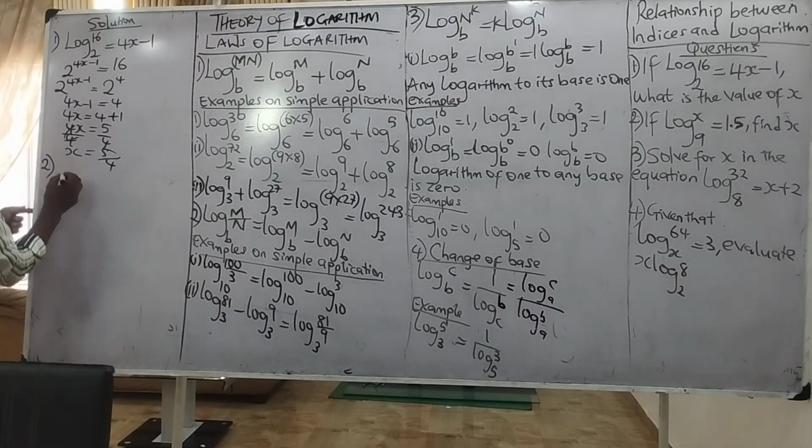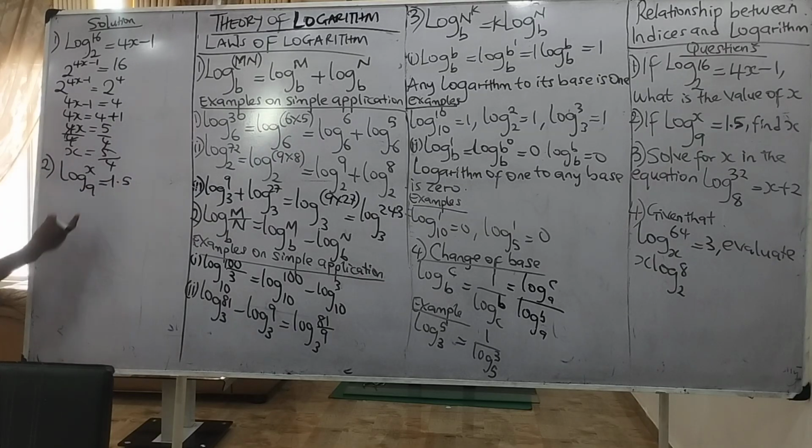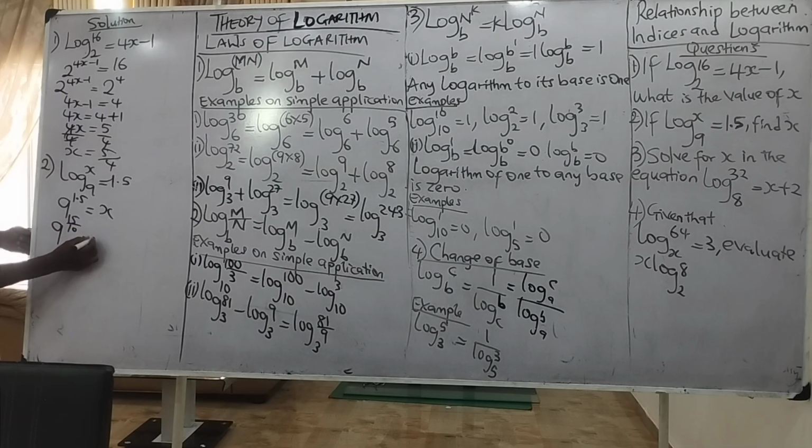We have: if log x in base 9 is equal to 1.5, find x. Just like we did here, the base 9 raised to the power of 1.5 is equal to anything that is here, which is x. So we have 9 raised to the power of, this 1.5 is like 15 over 10, is equal to x.